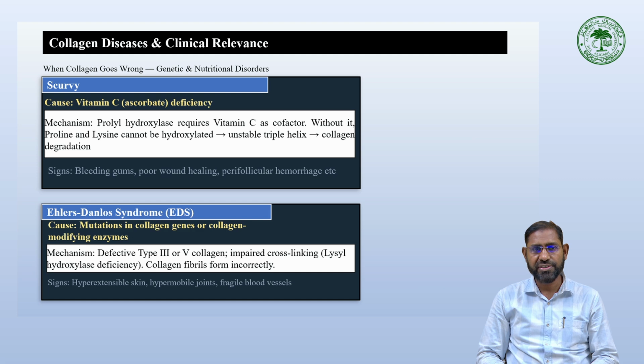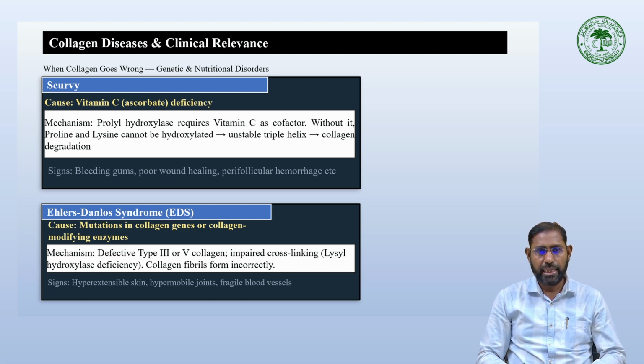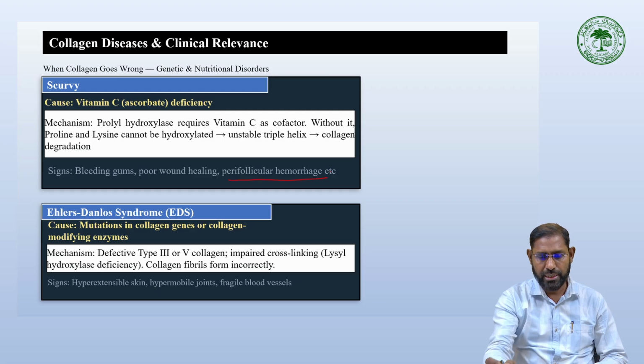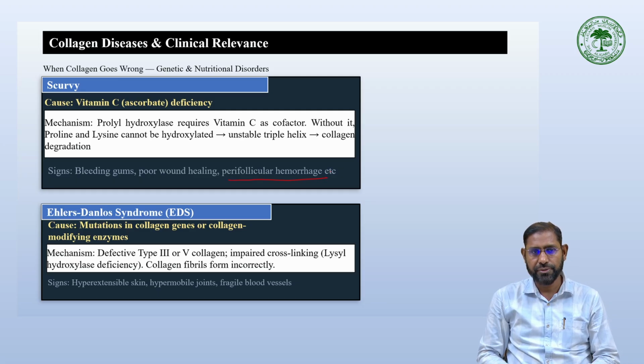What are the signs of scurvy? Bleeding gums, poor wound healing, and perifollicular hemorrhage. These are the signs of scurvy.